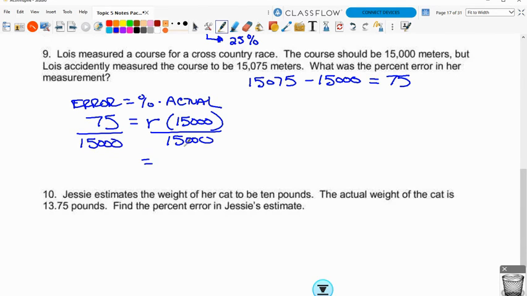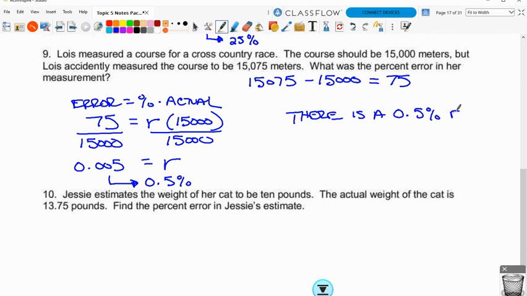On the right, 15,000 divided by itself is 1, leaving us with R. Use your calculator. You'll punch in 75 divided by 15,000, and that's going to give you 5 thousandths, 0.005. Convert this now into a percentage. Remember, you move the decimal point once, twice to the right, which is going to be 5/10 of a percent, or 0.5%. So we will say that there is a 5/10% error in the measurement.